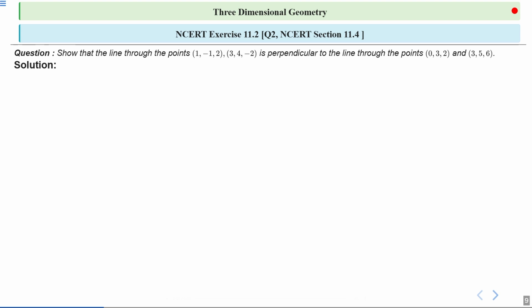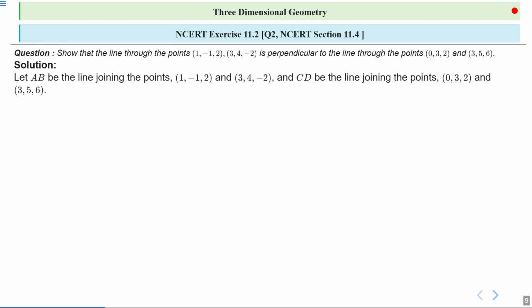Let's start the solution. Let AB be the line joining the points (1, -1, 2) and (3, 4, -2), and CD be the line joining the points (0, 3, 2) and (3, 5, 6). Here is a diagram to help us visualize the problem. The points A and B define the first line and the points C and D define the second line in this diagram.